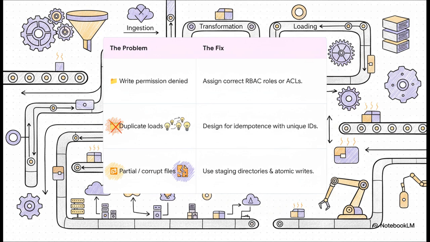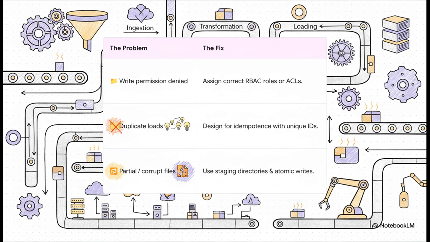Say a job fails, and you just rerun it. Whoops! You could accidentally load the same data twice, messing up all your numbers. The fix here is to design for something called idempotence. It's a fancy word, but it just means running the process multiple times has the exact same result as running it just once. And finally, you can get partial or corrupt files if the process gets interrupted halfway through.